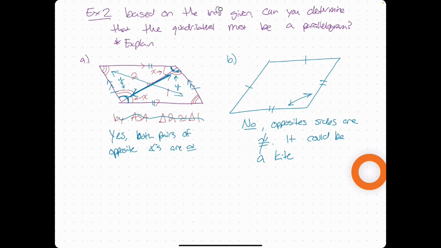Okay? Last one, example 4. It's a real world one. 3. Yeah, sorry, example 3. Thanks, Annalise. I owe you a piece of candy.